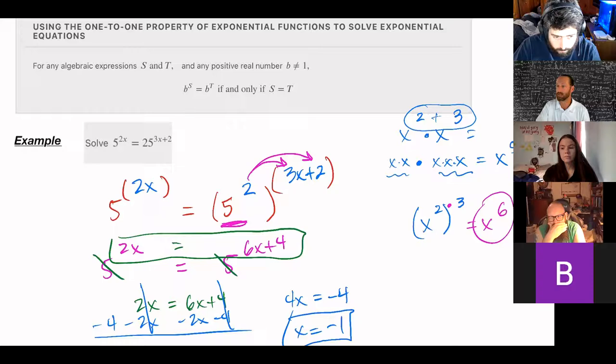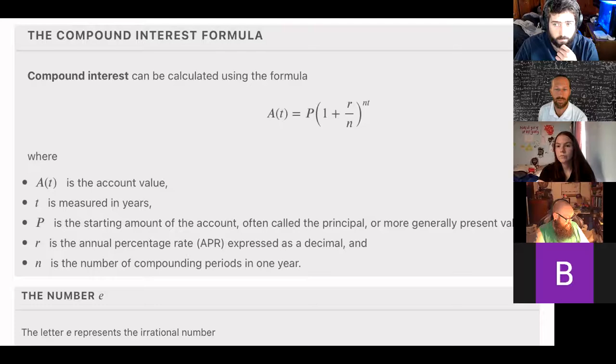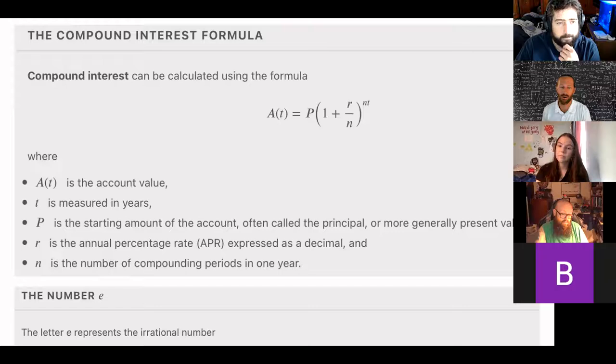How else do we use exponential functions? Well, I don't know if you guys have ever heard of a fellow by the name of Albert Einstein. Few people have, all right? He actually said one of the most important discoveries in all of mathematics is this formula, compound interest.